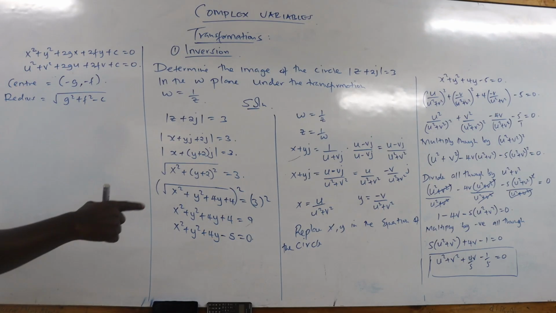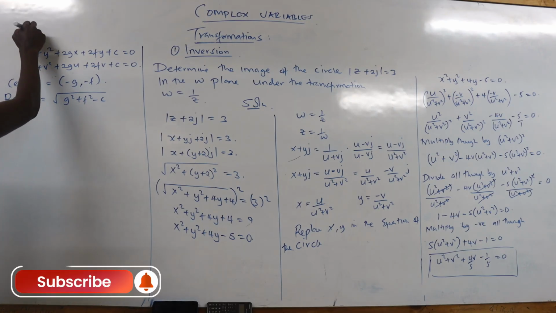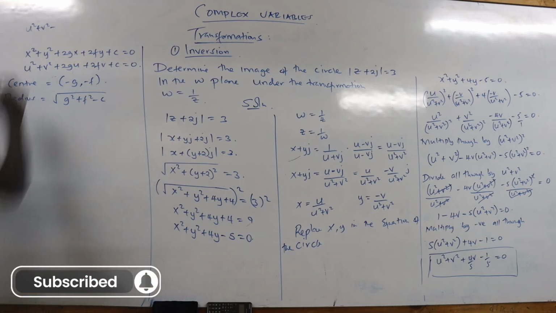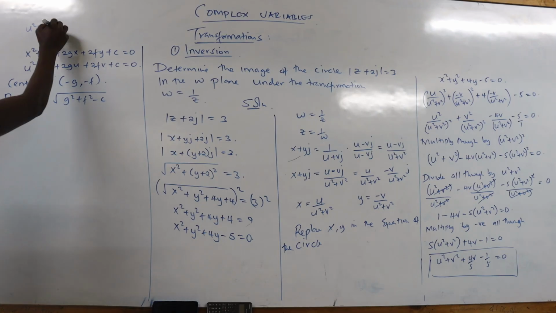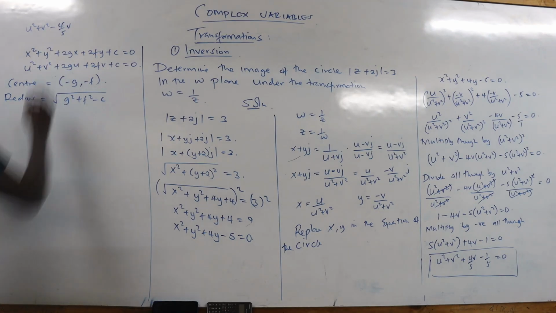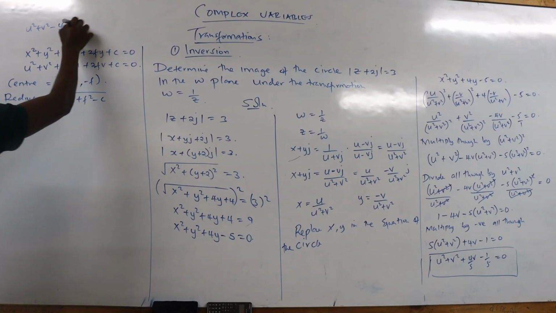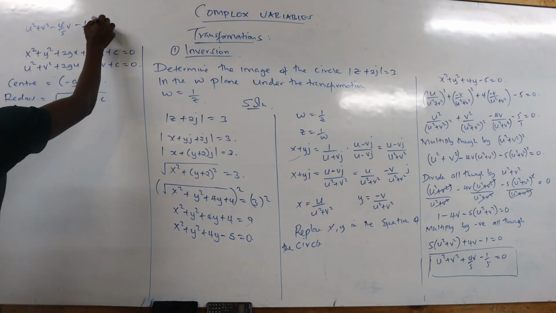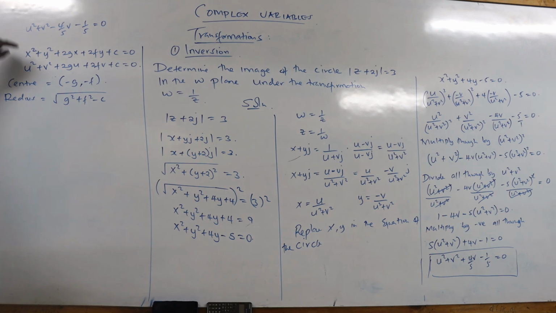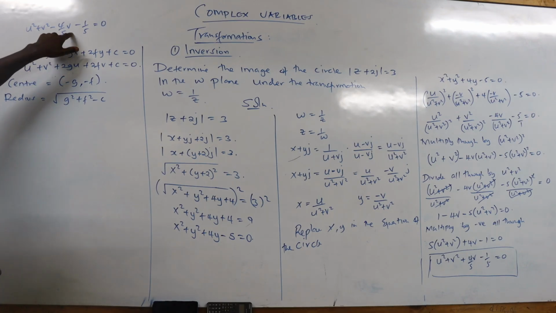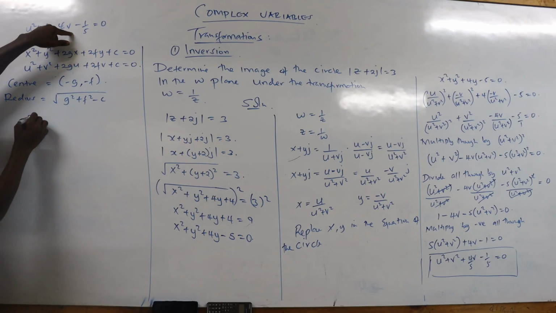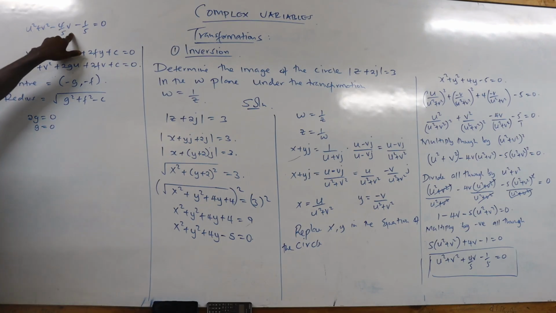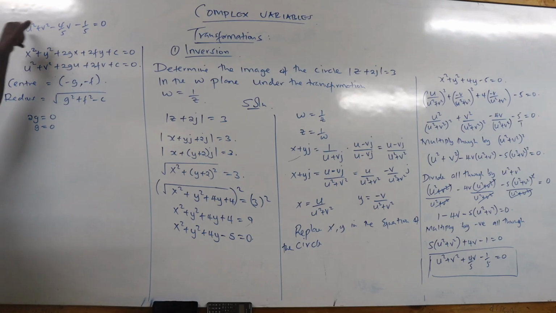So I'll just write it here. It is u squared plus v squared minus 4 over 5v, then minus 1 over 5 equals to 0. So now I compare. We have a u squared, v squared. So 2gu, do we have a u variable? No. So therefore, your 2g is 0. Therefore, your g is 0. There is no u variable without a square.